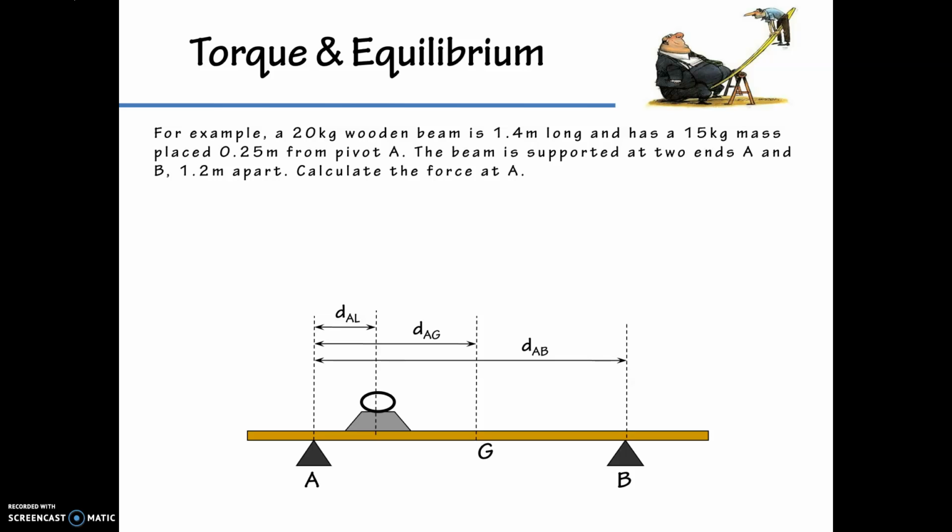As an example, let's just say we have a 20 kilogram wooden beam. It's 1.4 meters long and it has a 15 kilogram mass placed 0.25 meters from pivot A. The beam is supported at two ends, A and B. They are 1.2 meters apart. We're going to calculate the support force around pivot B. So for the beam to be at equilibrium, we're going to need to consider the vertical forces, and we're going to need to make the fulcrum pivot A. So in order to work out the support force at B, the fulcrum we will be measuring to is pivot A.